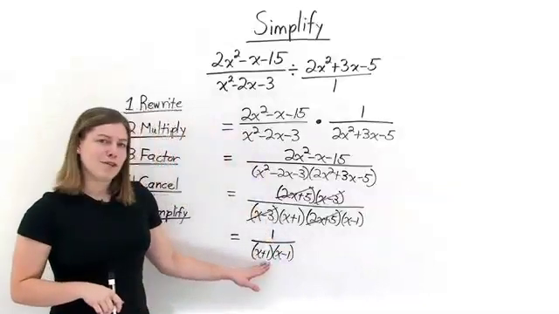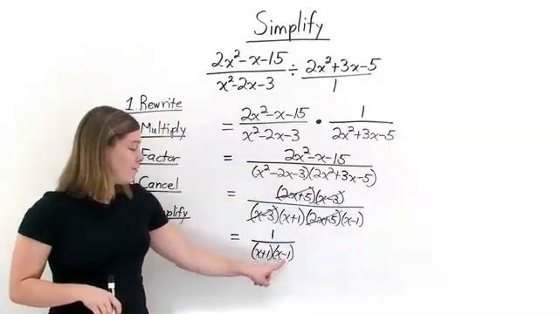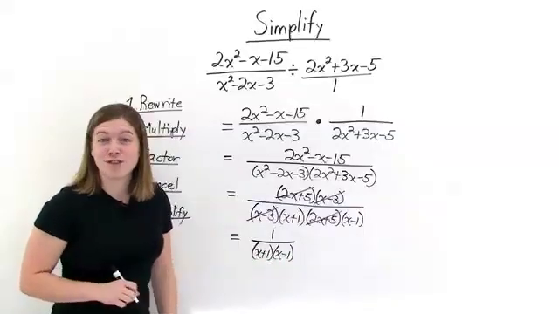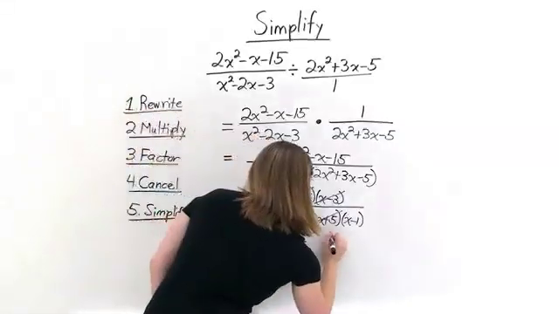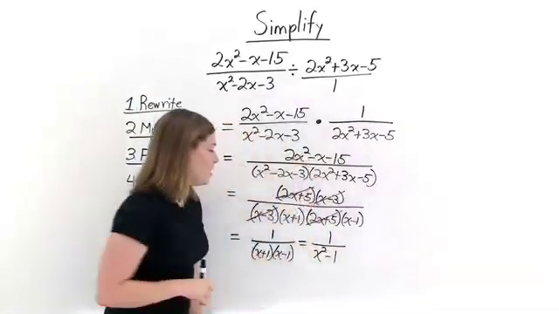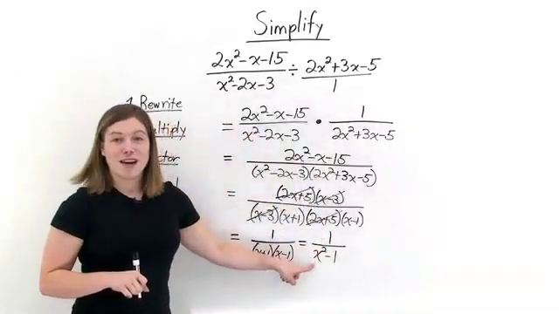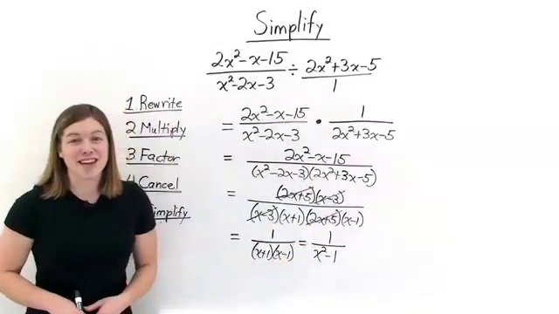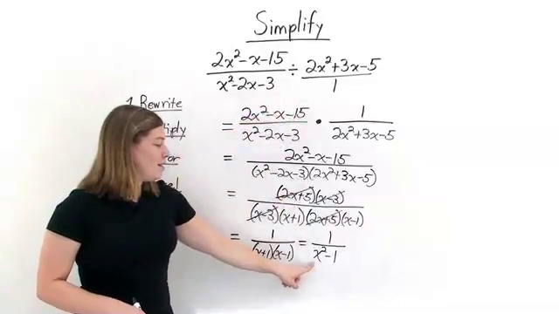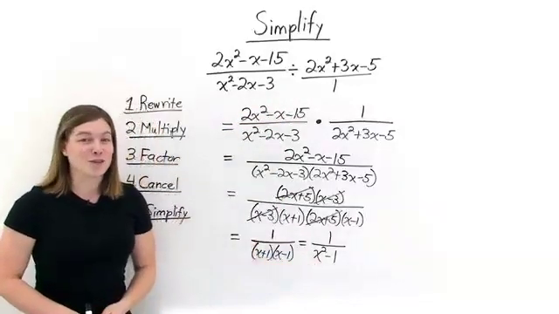Well, if we want to simplify this, we have a sum and a difference being multiplied together in the denominator. This is a difference of squares problem. Using the difference of squares, we can multiply those two binomials together to get x squared minus 1. So now we have our answer. We took our original problem and simplified it to 1 over x squared minus 1.